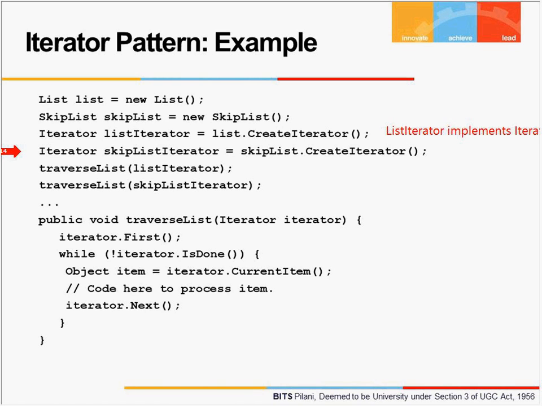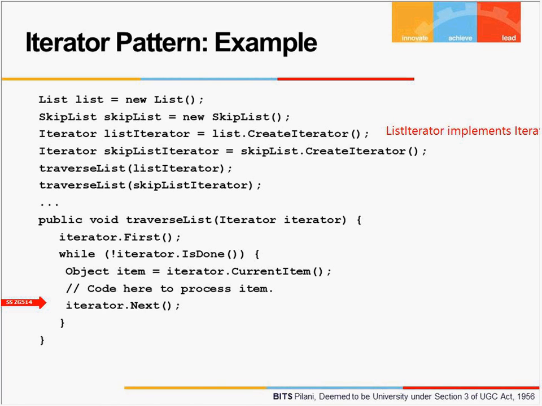Then using these iterators, I will now traverse the list. These iterators provide me with methods like iter.first, which returns the first object. isDone returns a boolean, which tells me whether there are more objects in the list or not. And currentItem returns the current item, and next takes the pointer to the next item.